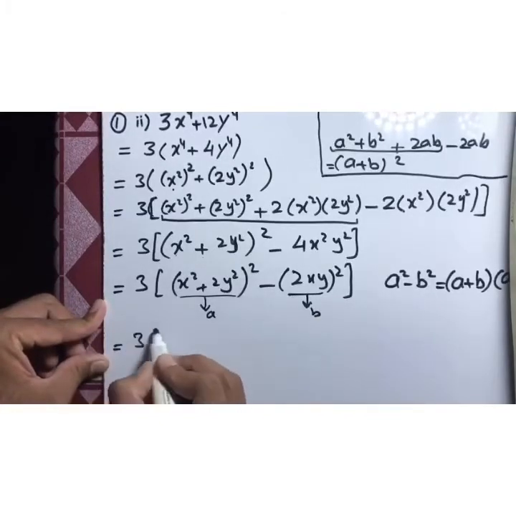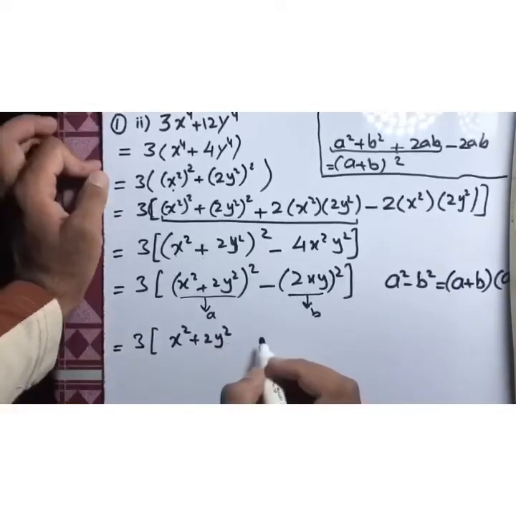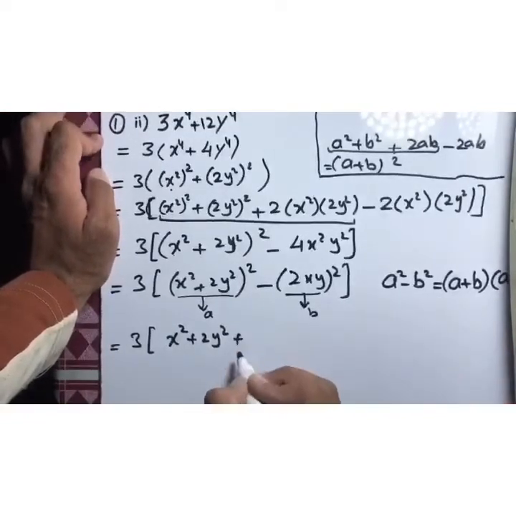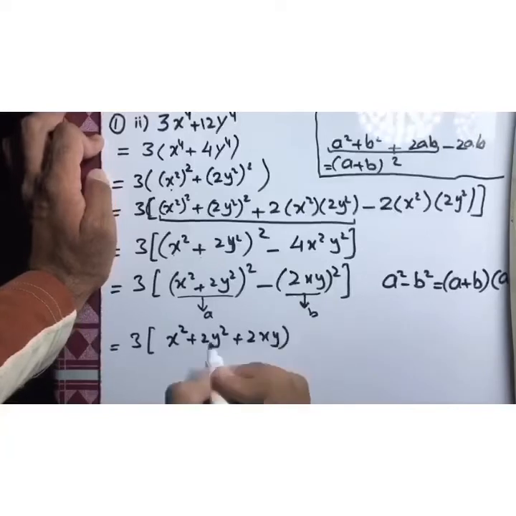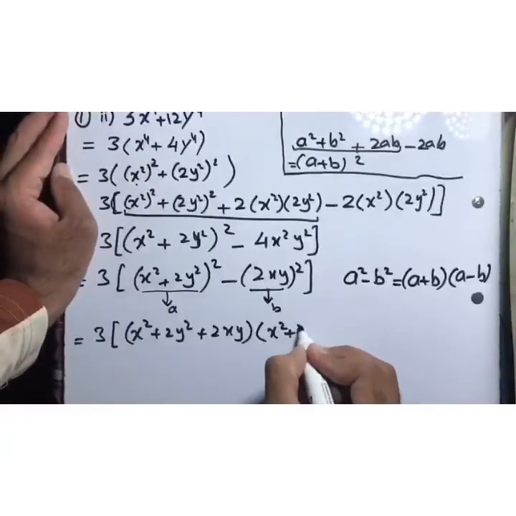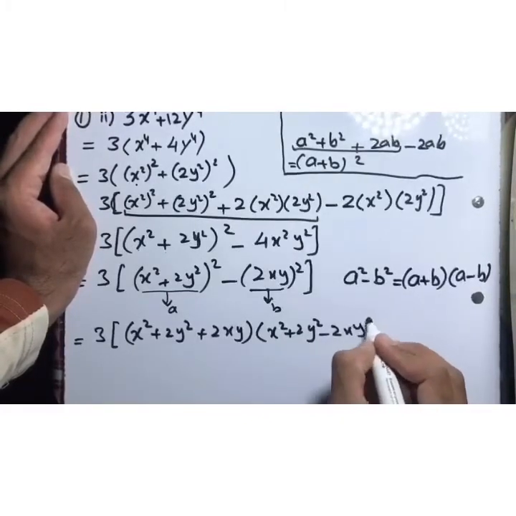Now x square plus 2y square, first of all we write b as a positive, and next we write b as a negative. x square plus 2y square minus 2xy.